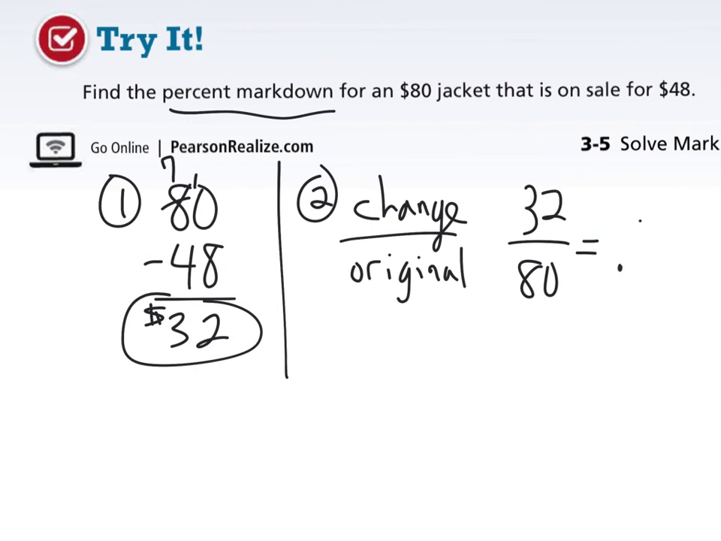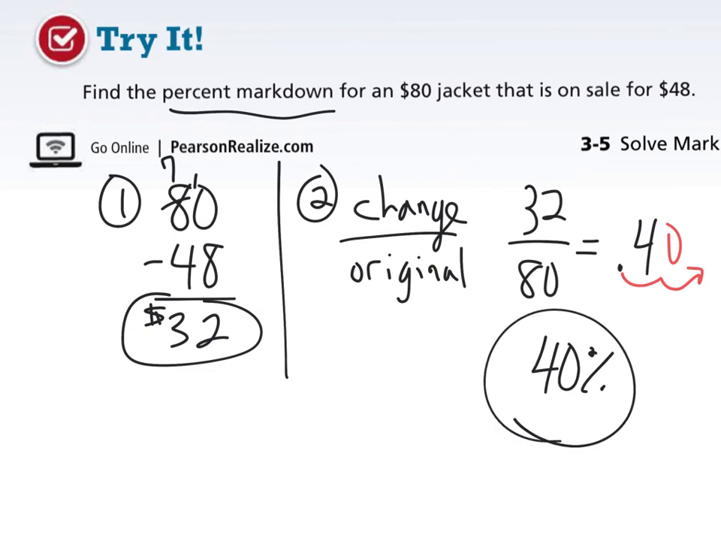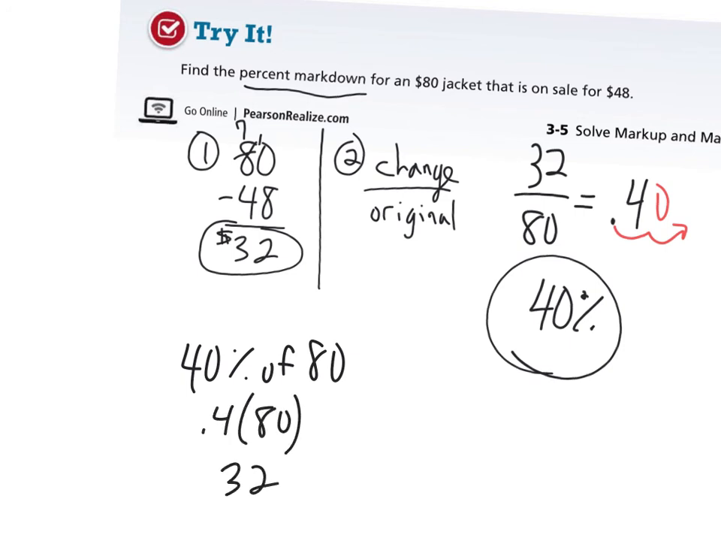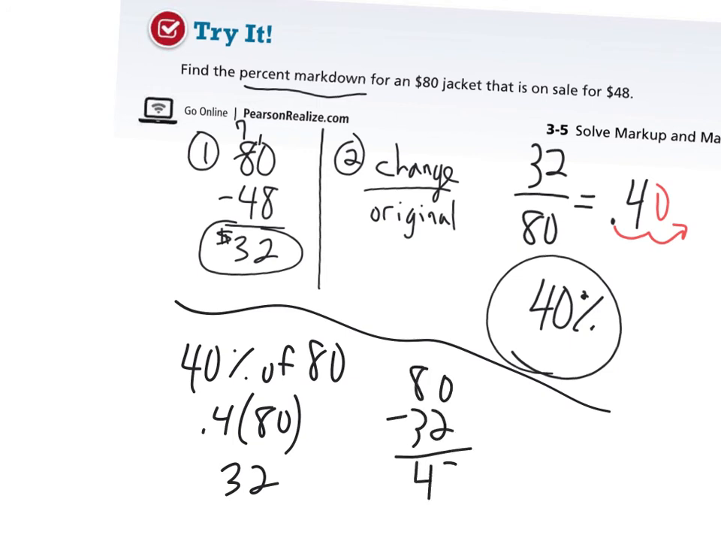If you divide that out, you get 4/10. Move your decimal 2 spots. And so that would be a 40% markdown. One way of checking your answer for this, you could figure out what is 40% of $80. And if you work that out, you get $32, and then you could say $80 minus $32 is $48, so that we know we did the problem correctly.